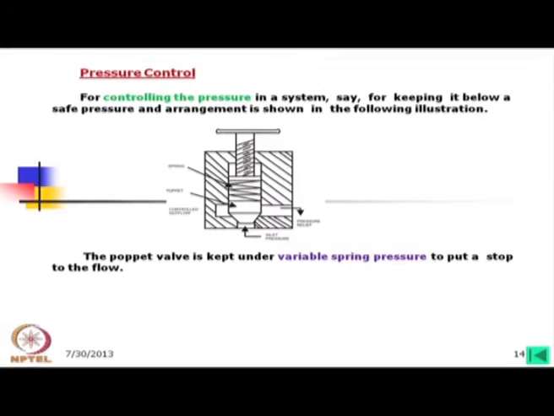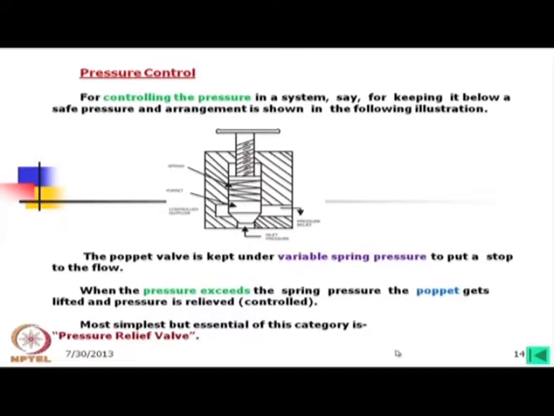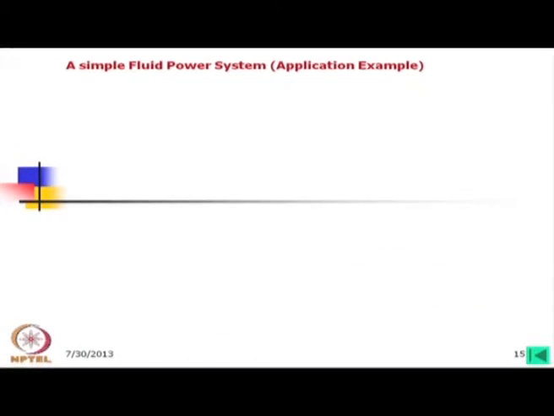The poppet valve is kept under variable spring pressure, which I have described, to put a stop to the flow. When the pressure exceeds the spring pressure, the poppet gets lifted and the pressure is relieved, or we can say it is controlled. The simplest but essential valve of this category is the pressure relief valve. In fact, the pressure relief valve is to be used in all fluid power systems for the purpose of safety.